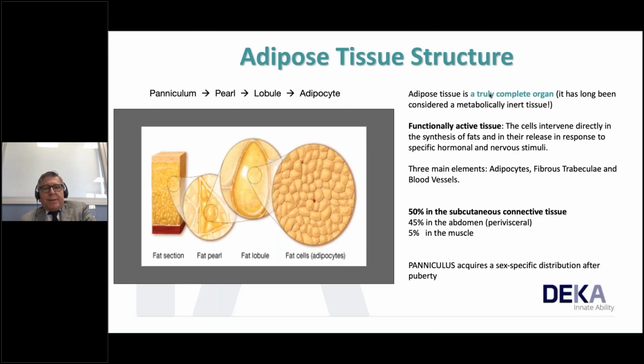Starting with the substrate, the main target of Onda is the adipose tissue. That is truly a complete organ, a functionally active tissue, and is characterized by three main elements: the adipocytes, of course, and fibrous trabeculae and blood vessels. It is 50% in the subcutaneous connective tissue. This is our target, where we have to focus our treatment.